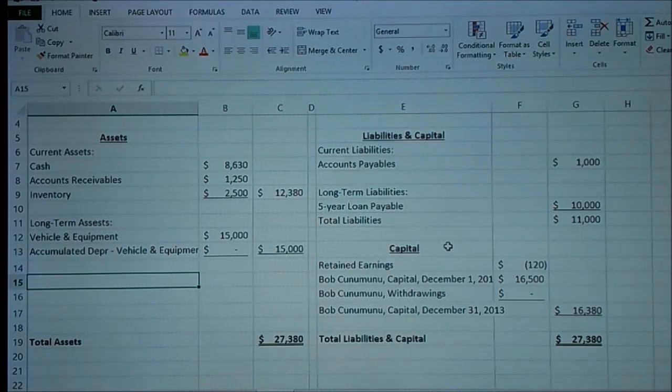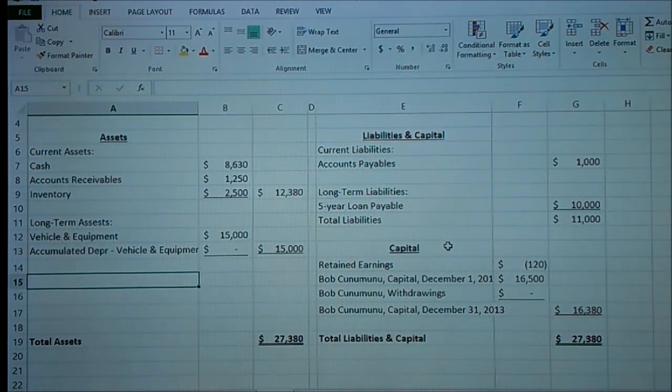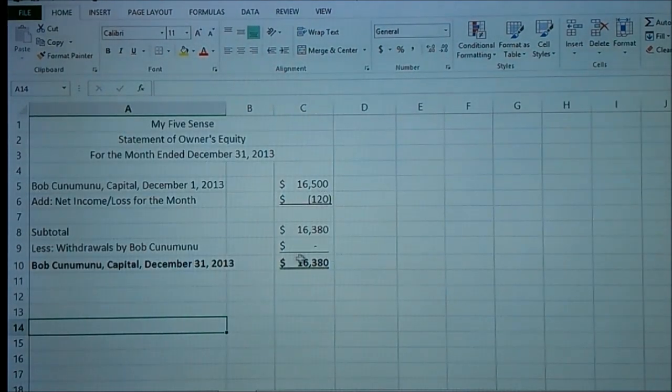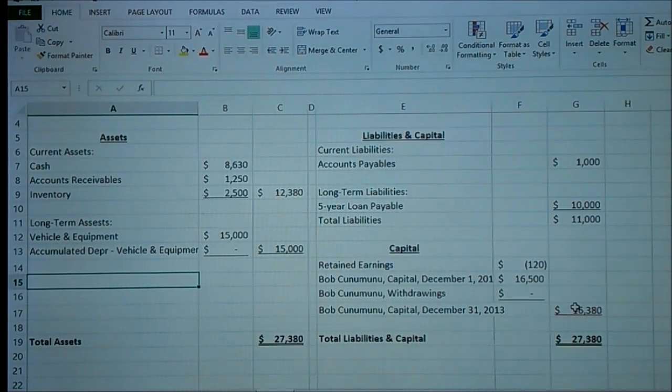And I get in the habit of doing this because as you incorporate and become a corporation, you are required to have a retained earnings section in your equity section of the balance sheet. But for a small business and sole proprietorship, you don't have to. You're probably better off just doing it the traditional way, which is to use the one balance you have from the statement of owner's equity and plug that amount in here into the capital section.